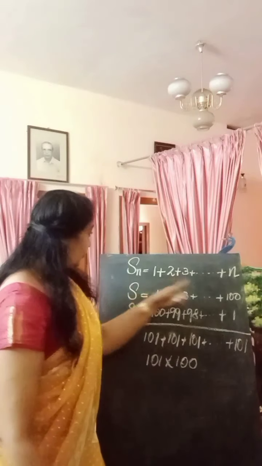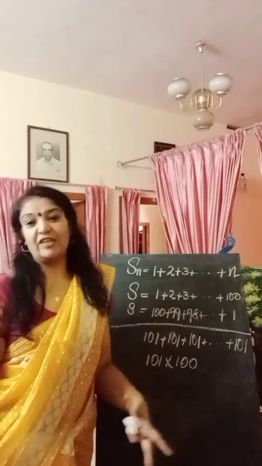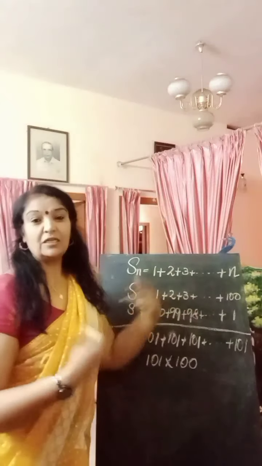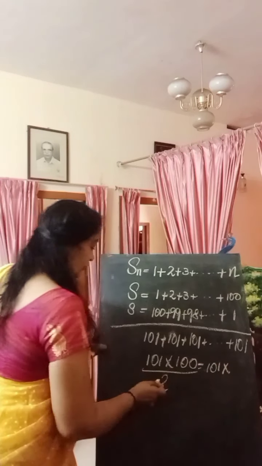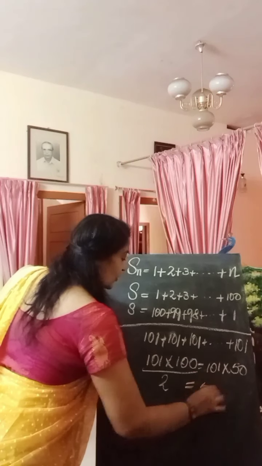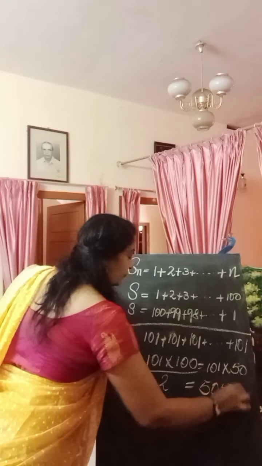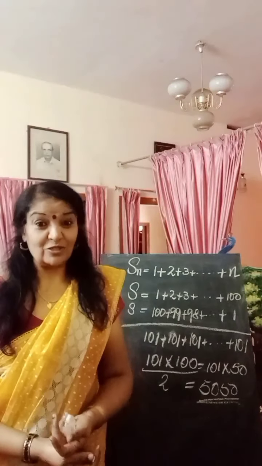But here we took two repeated sums, so we want to take half of that. We want only one of these sums. So this equals 101 into 100 by 2, which is 50. So 101 into 50 is equal to 5050. So this is a famous theory. It is known as the Gauss theory.